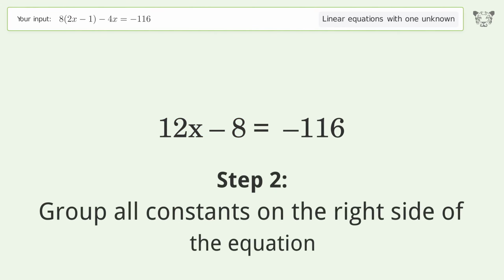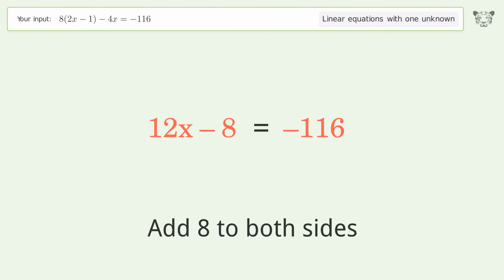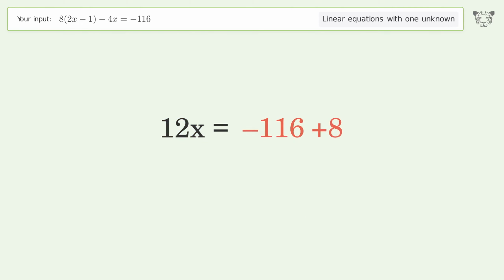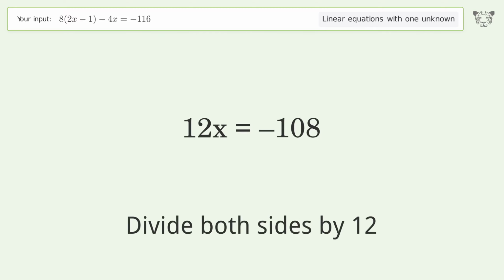Group all constants on the right side of the equation. Add 8 to both sides. Simplify the arithmetic. Isolate the x. Divide both sides by 12.